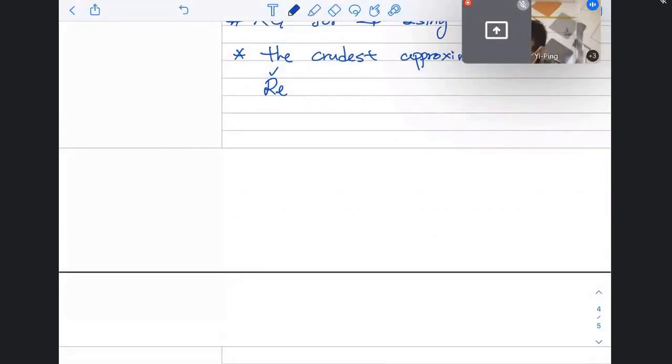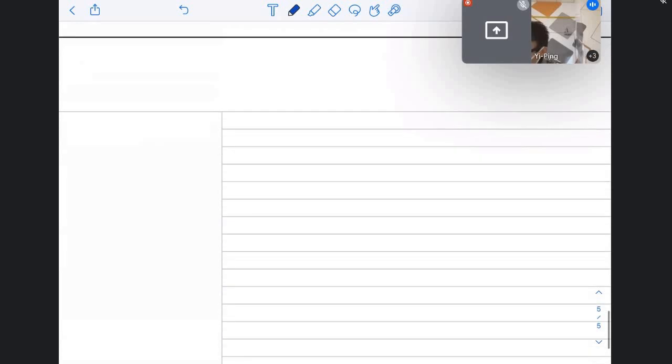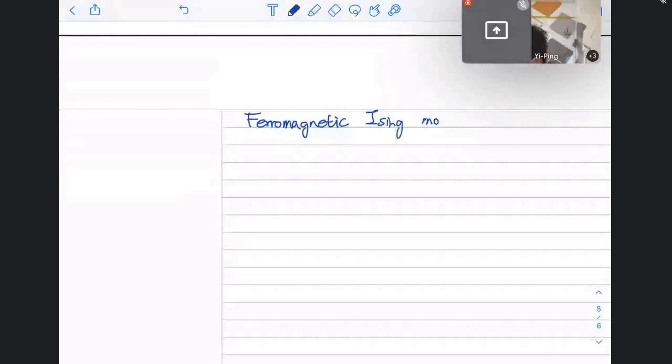So let's try to set up the problem. Let's assume that we are discussing an Ising model. Let me be more specific. We are discussing a ferromagnetic Ising model on a triangular lattice.